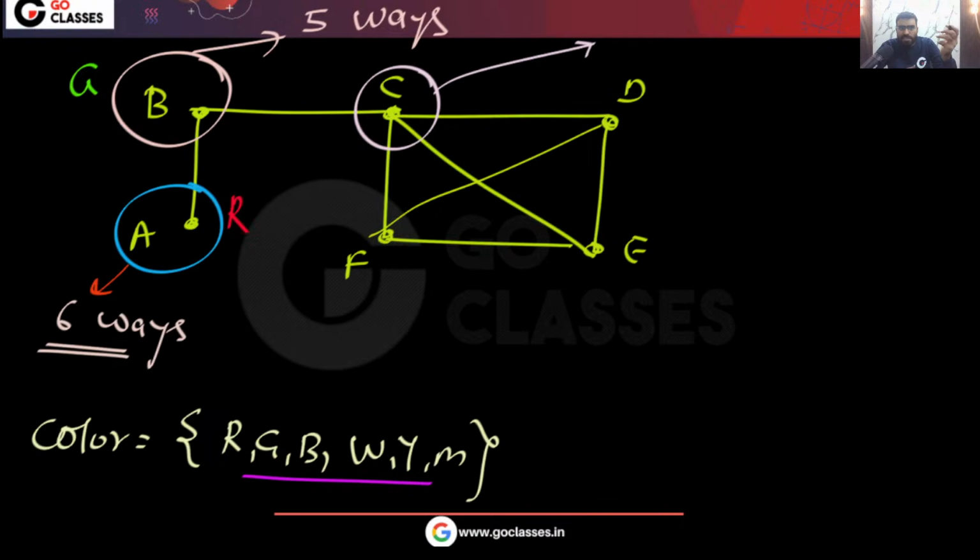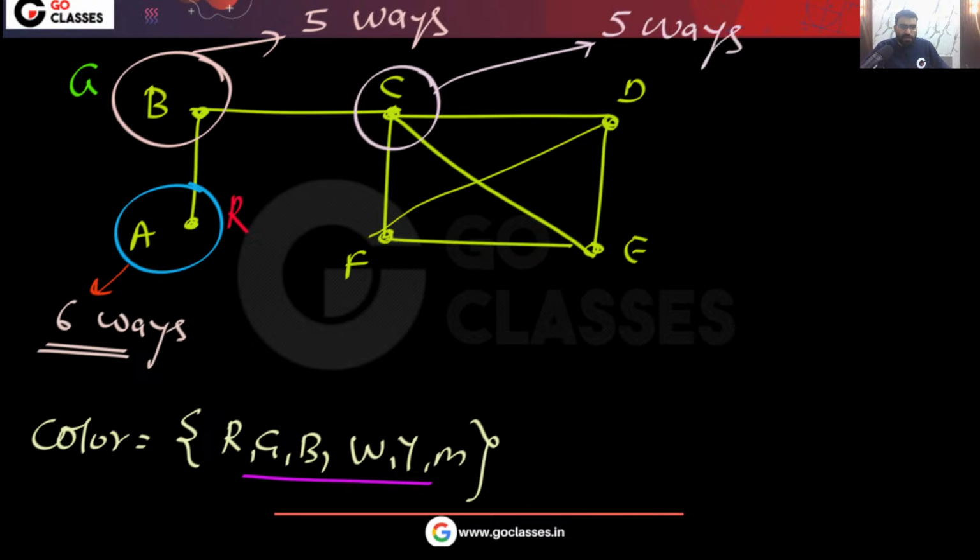For vertex number C, I can use any color, but I cannot use the green color because green is given to its neighbor. The neighbor of C is B, and you can see that to vertex B I've given green color, so I cannot give green to vertex C. So for vertex C I can use any other color, I can use red color also. Remember, for vertex number C, there are a total of 5 ways.